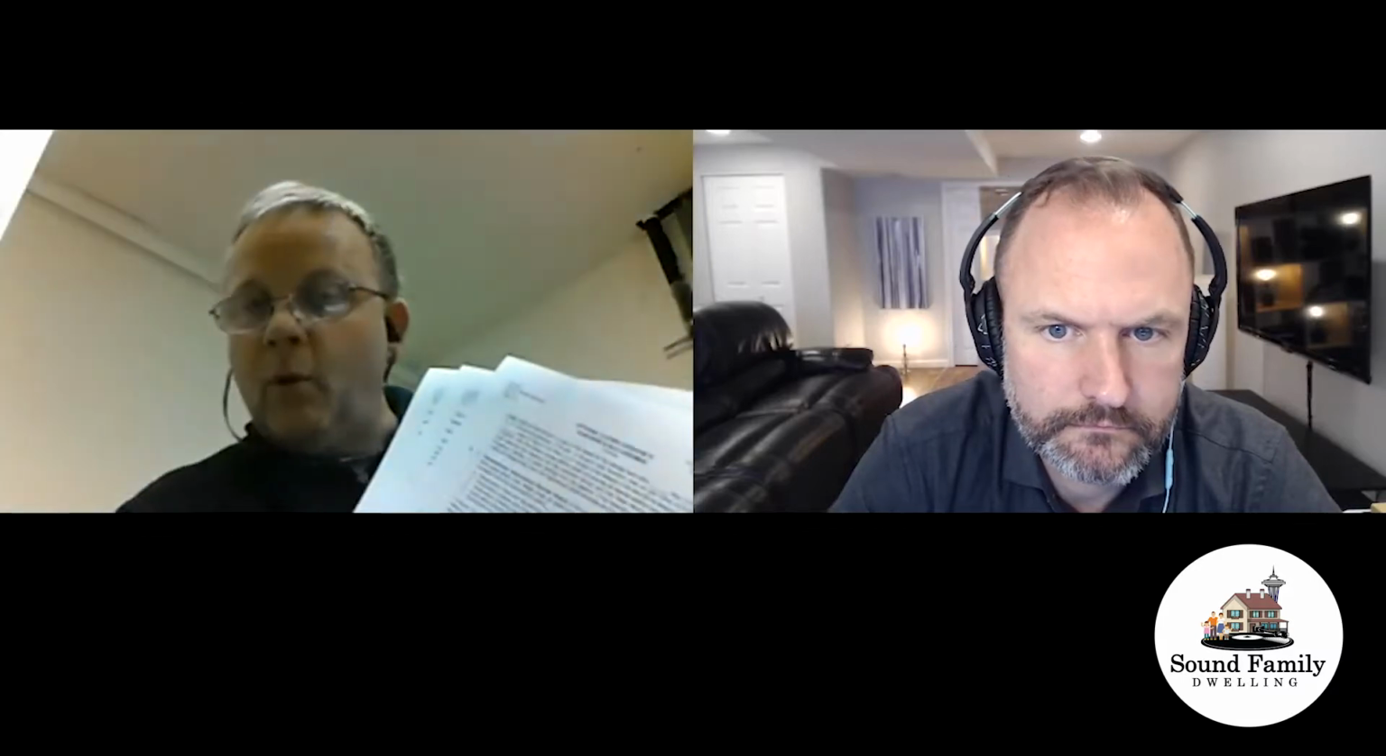Got it. Okay. Then you have excluded items. So it says the following items that would otherwise be included in the sale of the property are excluded from the sale. Seller shall repair any damage to the property caused by the removal of the excluded items. So what would these excluded items be? Well, it might be an appliance.